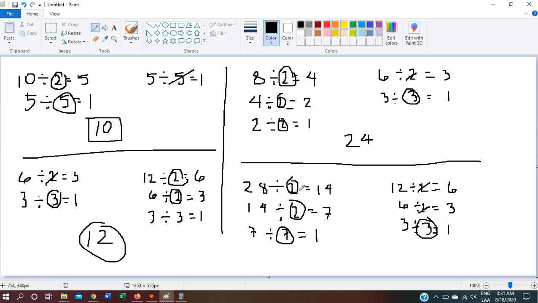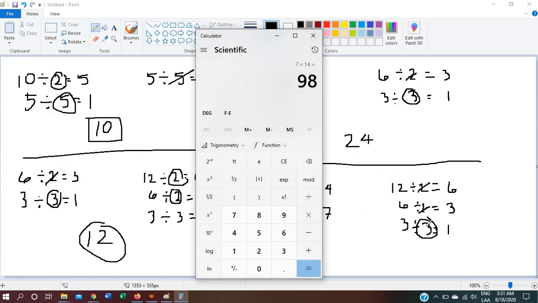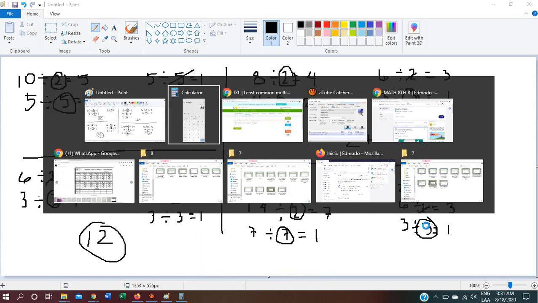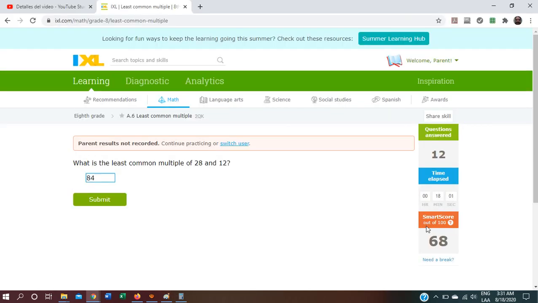So we multiply the circled numbers. 2 times 2 equals 4. 4 times 7 equals 28. 28 times 3, I'm going to use a calculator so I can do it faster. 28 times 3 equals 84. So the answer is 84. Okay, that's right.